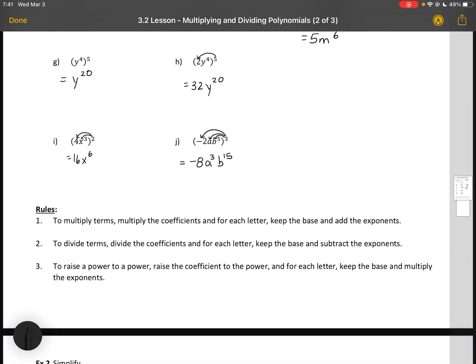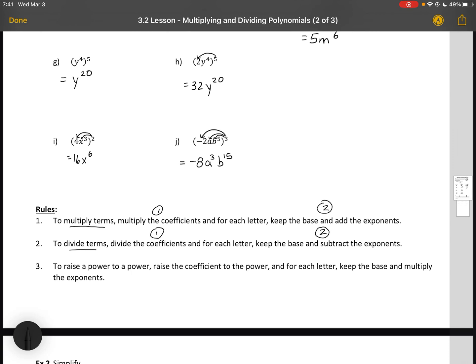A few rules are here to follow. So to multiply terms, you're going to multiply the coefficients, and then for each letter, you're going to keep the base and add the exponents. To divide terms, you're going to divide the coefficients, and then for each letter, keep the base and subtract the exponents.